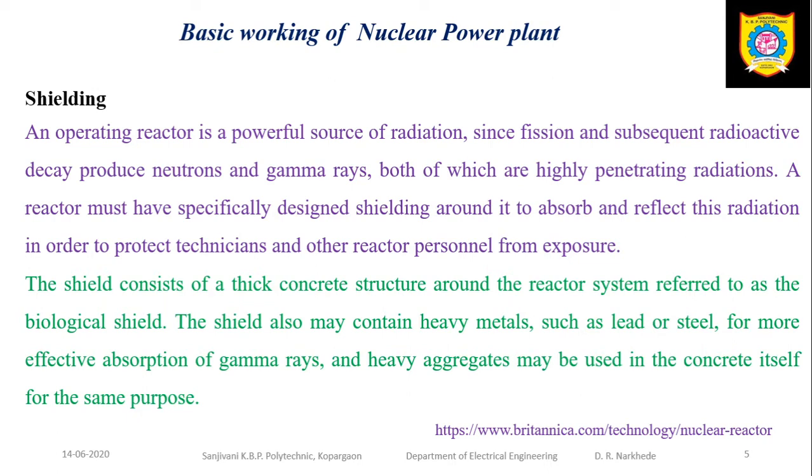Then we are going to use coolant. The main function of the coolant in the reactor is to transfer the heat generated in the reactor to the heat exchanger where the steam is generated. The coolant material should have high specific heat along with high density and low velocity. It should not absorb the neutrons and must have chemical stability. This is the most important property that you have to check when you are going to select the coolant. That coolant should not absorb the neutrons.